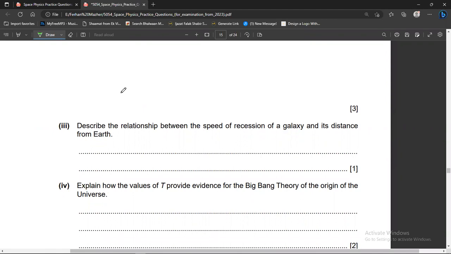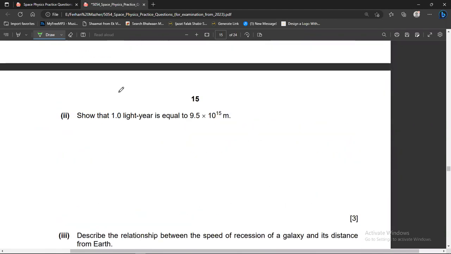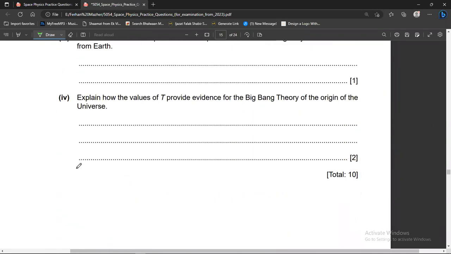Okay. Then the fourth part is, he says, explain how the values of the capital T provide evidence for the Big Bang theory of the origin of the universe.